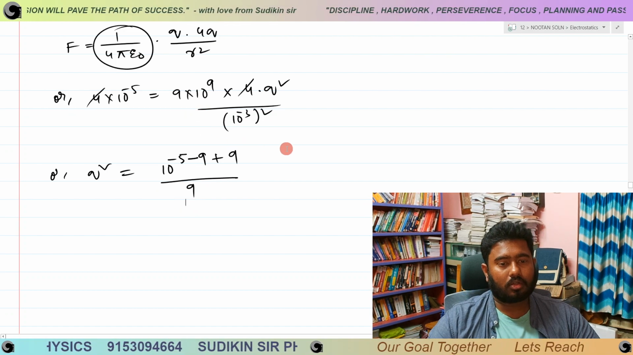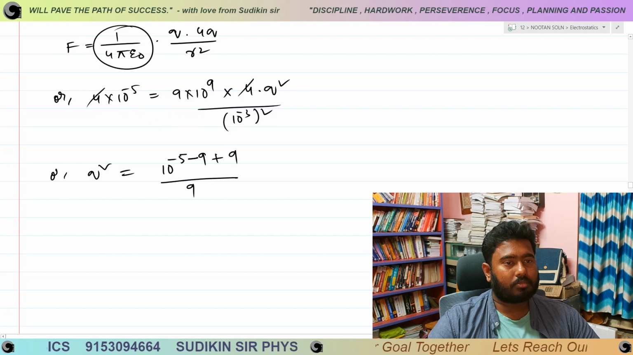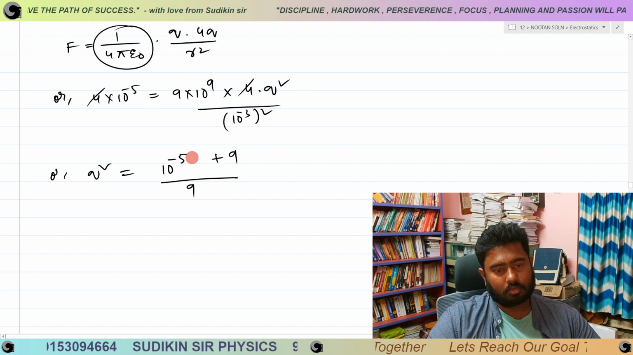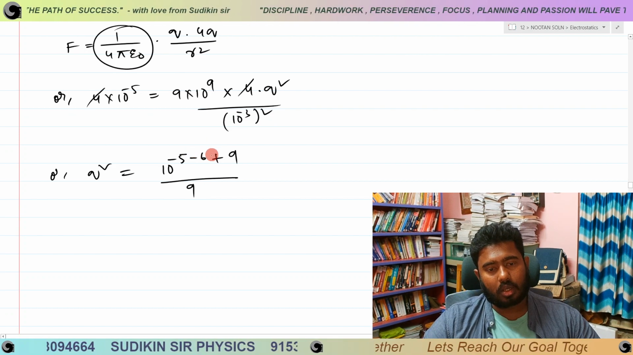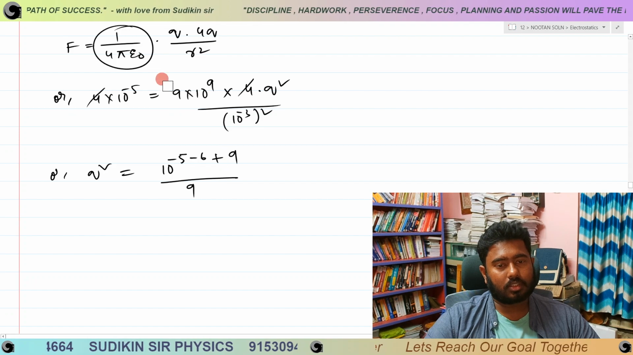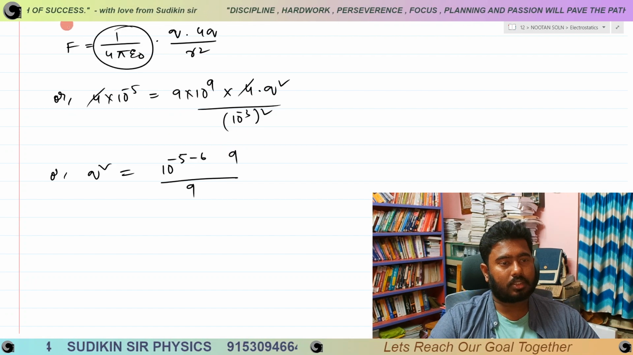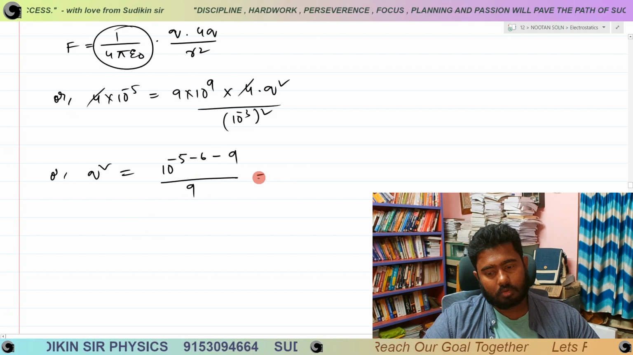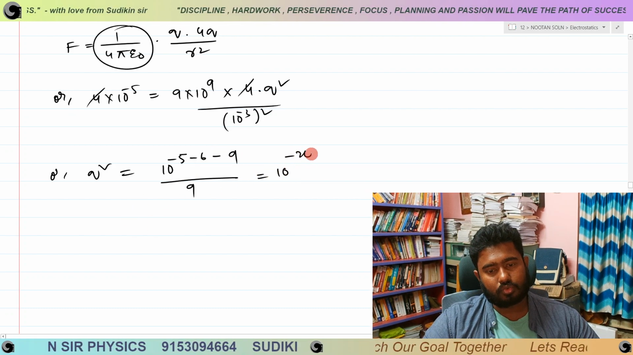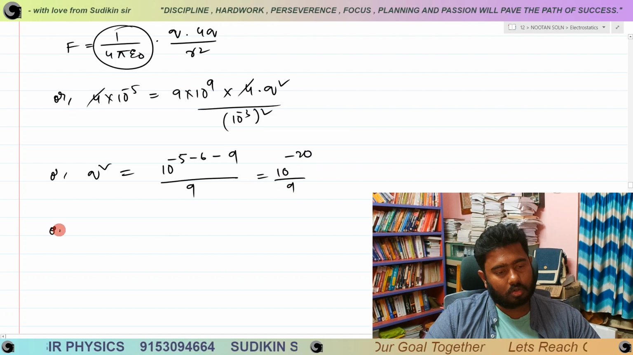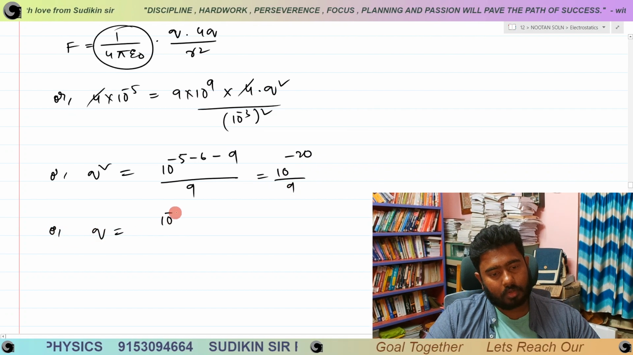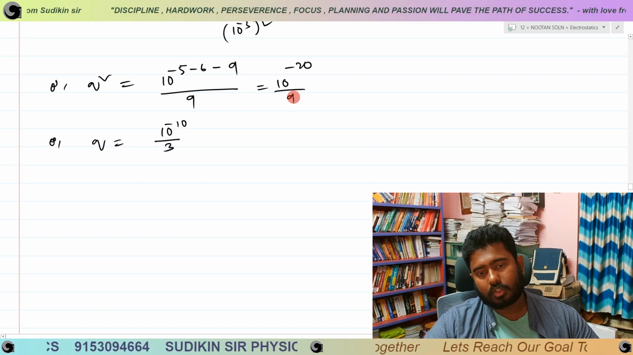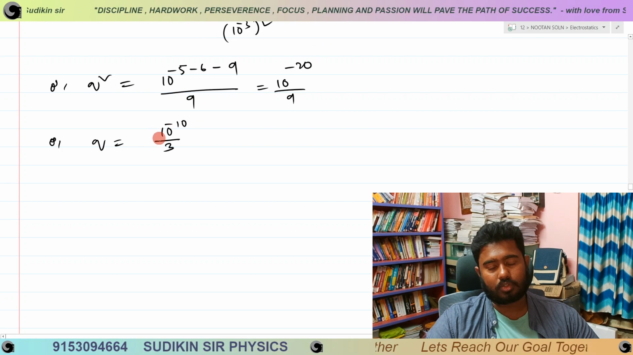So it is coming in this way. Let me see it again. Minus 5. Oh, this is minus 6, sorry. Minus 5, and this will go that side, that will be minus 6. Minus 5 minus 6, and that will be minus 9. Yes, so it becomes equal to 10 to the power minus 20 by 9, or q will become 10 to the power minus 10 by 3, because if it is q square, then 3 square will be 9. So if we do the root of that, this one will come.